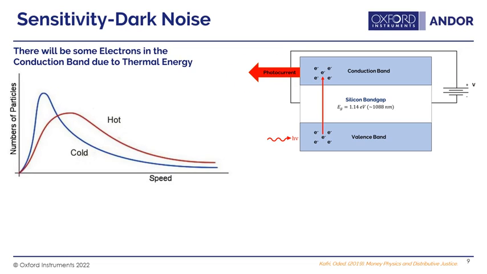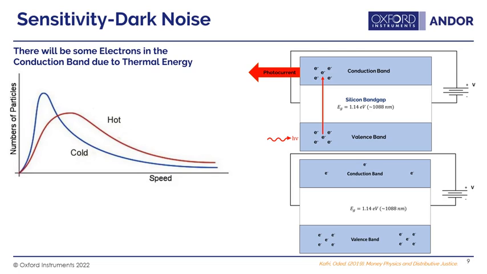Now, it turns out that there are electrons that have enough energy at a given temperature to actually be in the conduction band, and if an electric field is applied, they're going to go ahead and produce a current even though no light is incident on the sample, and that's called the dark current or the dark noise. Now, the number of electrons in the conduction band depends on a couple of things. It depends on the band gap of the material, so the higher the band gap of the material, the fewer electrons will be in the conduction band. And it also depends on temperature.